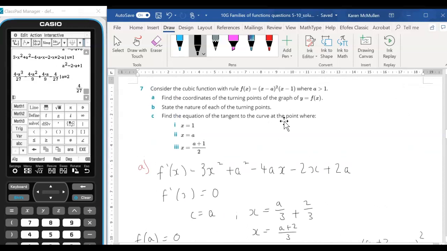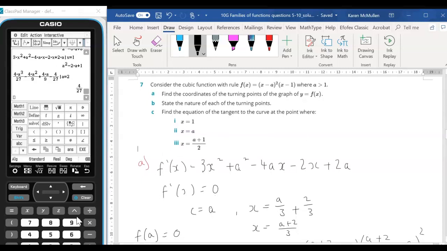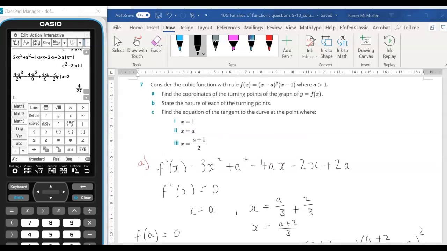Question C: find the equation of the tangent to the curve at the point where x equals 1, x equals a, and x equals a plus 1 over 2. So finding the equation of the tangent to the curve at the point where x equals 1. All right, let's just pause this. We need to find the derivative again, but what I'm going to do now, and what I should have done at the beginning, is define the function. So I'm going to define f of x is equal to x minus a squared, x minus 1. I'm just defining that function.